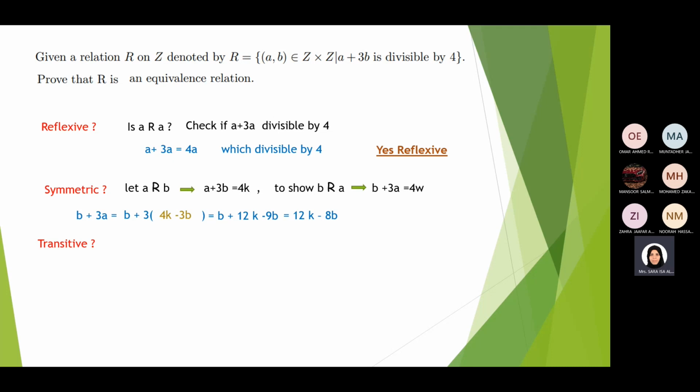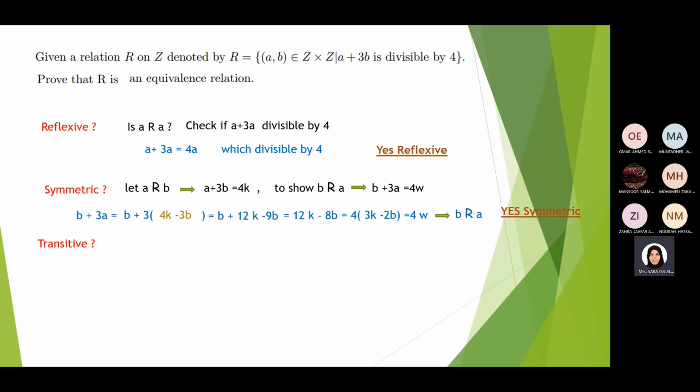I will take 4 as a common factor between 12k and minus 8B. So it will be 4 times (3k minus 2B). 3k minus 2B will be an integer since B and k are integers. So it will be 4w. So I proved that B plus 3A is a multiple of 4. So it is symmetric.